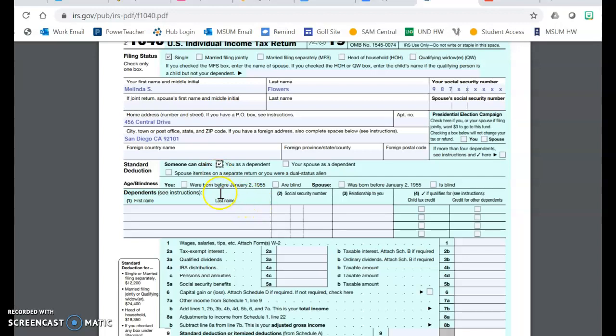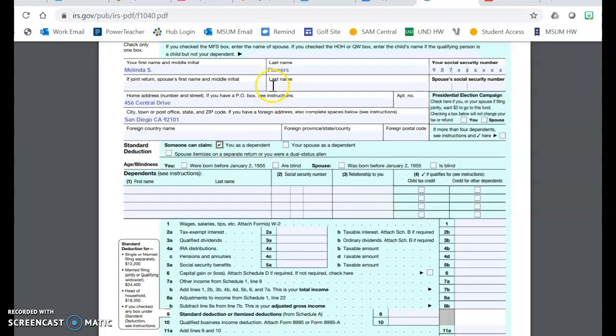Again, just some more personal information here. If you have dependents, this is where you'd have to fill that out. If you were born before this date, if you're blind, or if your spouse is blind, you have to fill this stuff out. But again, we don't really have to worry about any of this. She's not blind and she's not born before 1955. She has no dependents, so this is all blank. We just had to click that someone can claim her as a dependent.